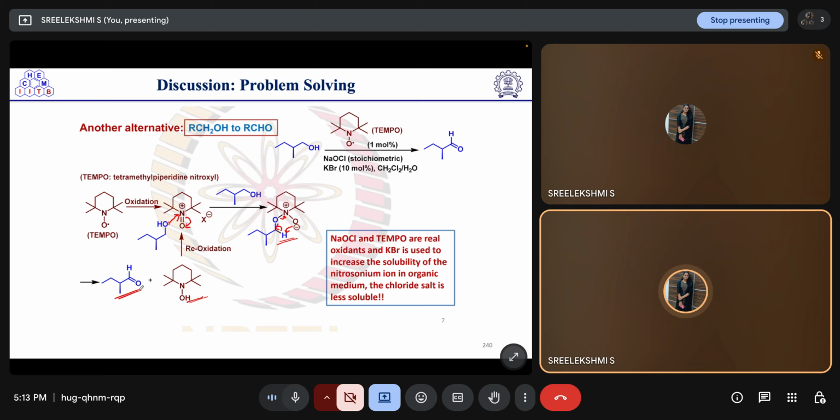Then this can again be reoxidized by NaOCl to get this intermediate and the reaction carries forward. So TEMPO is needed in catalytic amount, only 1 mole percent. NaOCl is needed in stoichiometric amount.